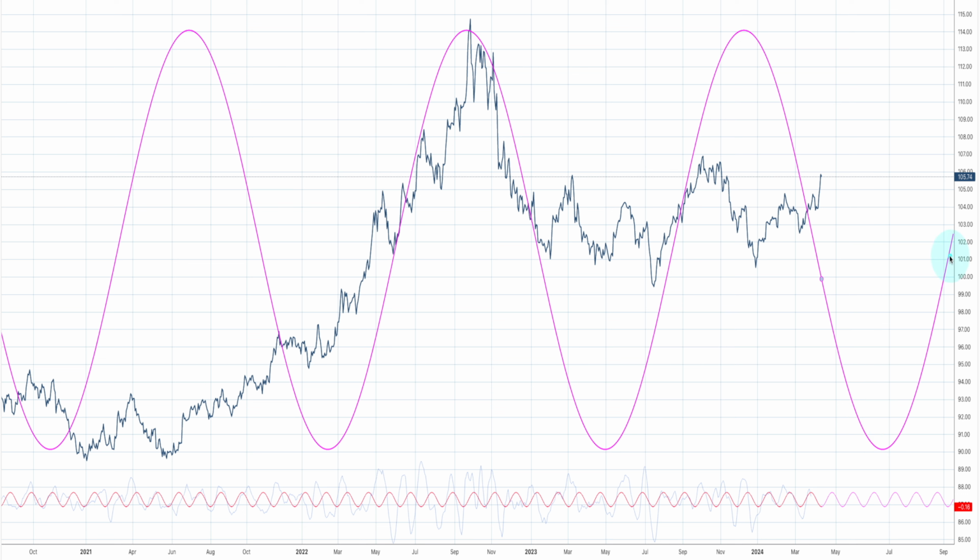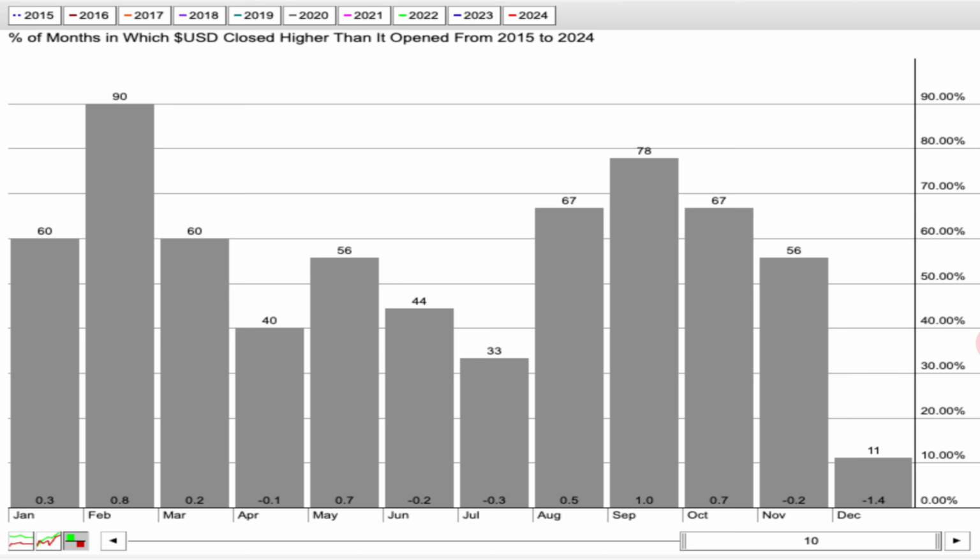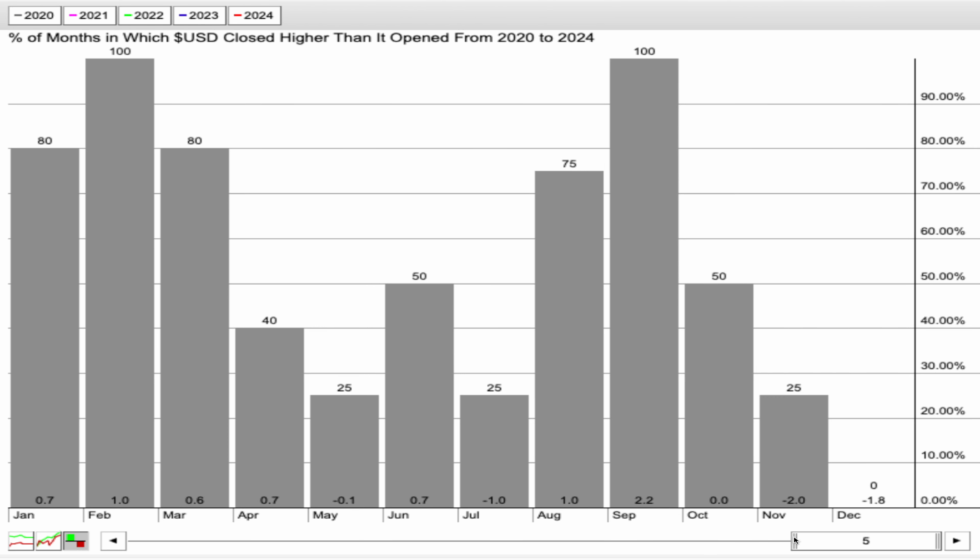Let's look at seasonalities to see if we could get any clues there. So here we have the seasonality of the US dollar, percent of months of which the US dollar closed higher than it opened from 2020 to 2024, and I'm using a 5-year, and we can notice that May and July are the weakest, while June is kind of flat, just kind of even. So these two are important. We're here, so there could be some more downside into May, and maybe even July.